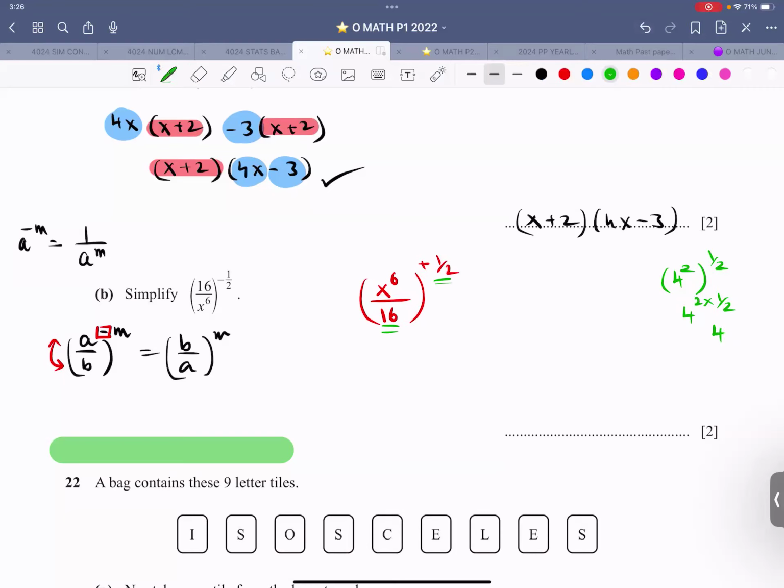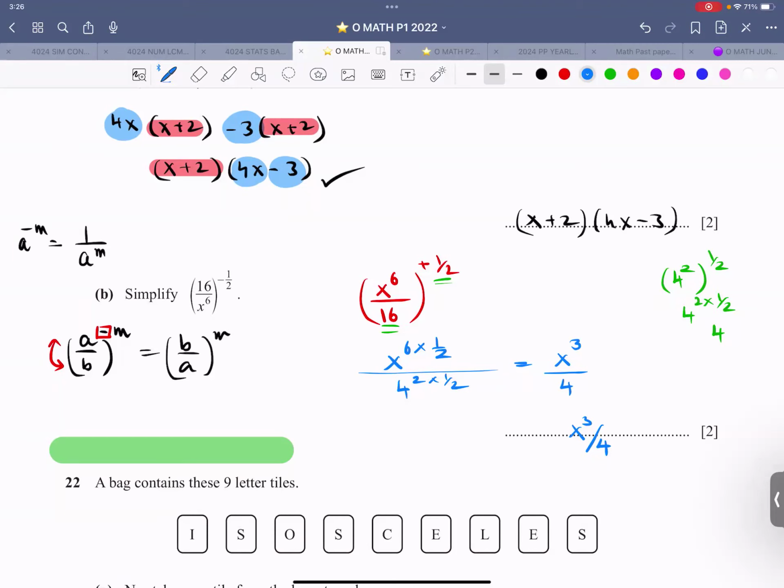Okay. So therefore, what is happening in the numerator? This is x power 6 into half. This is 4 squared into half. So we are left with x raised to the power of 3. This is x raised to the power of 3 over 4. That is the answer for this particular question.